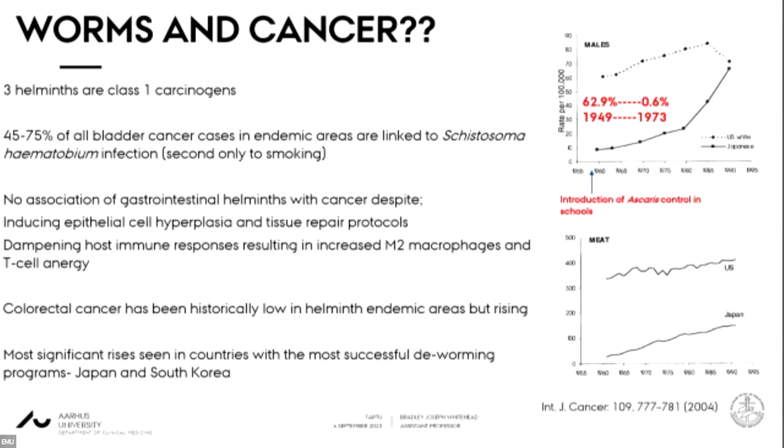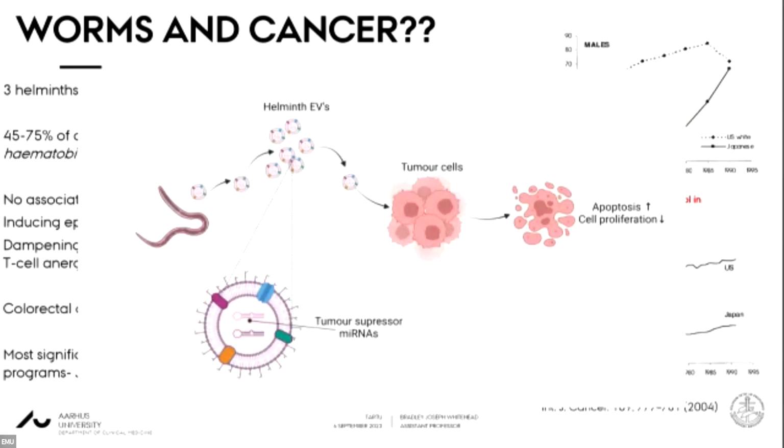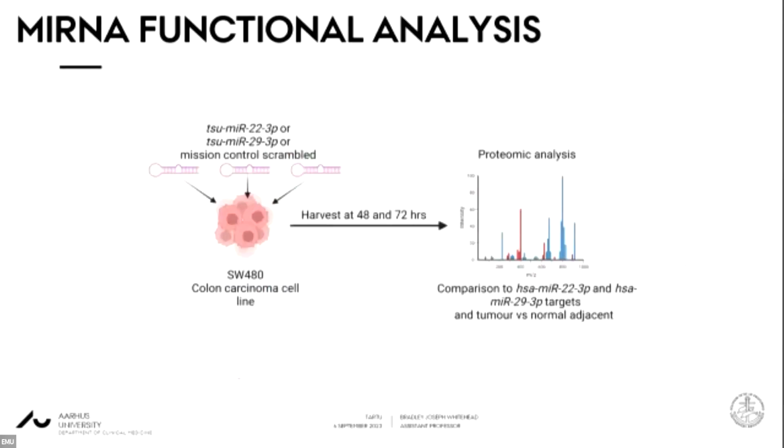Whereas uniquely for Japan and Korea, they've not adopted the American diet so heavily. So perhaps there is a role of helminths, perhaps not. So we wanted to see if these microRNAs could be functional. So we synthesized the microRNAs and we simply transfected them into SW480 colon cancer cells. And then we used quite a robust assay.